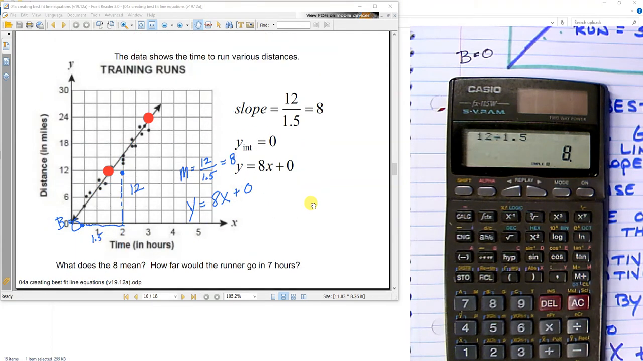So now that we have that, let's actually use this equation. How far would the runner go in 7 hours? So think about this. In 1 hour, so what does the 8 mean? The 8 means that he is going every hour 8 miles. 1 hour, 8 miles. 2 hours, 16 miles. 3 hours, 24 miles. 4 hours, 32. How far would he go in 7 hours? In 7 hours, this would be y equals 8 times 7, which would be 56 miles. That's like ultra marathon, isn't it?